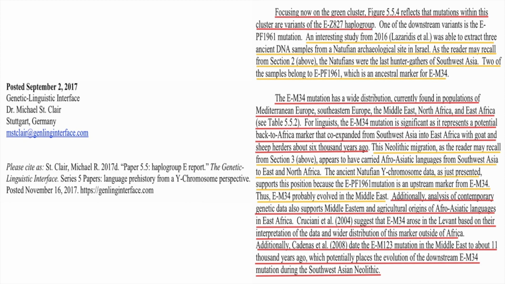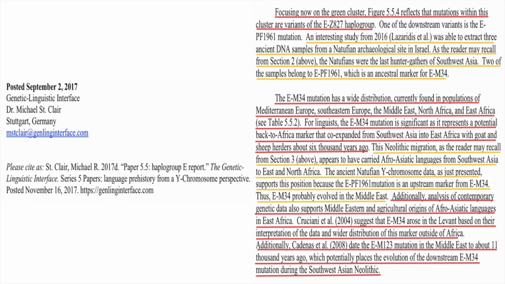The E-M34 mutation has a widespread distribution currently found in populations of Mediterranean Europe, Southeastern Europe, the Middle East, North Africa, and East Africa. For linguists, the E-M34 mutation is significant as it represents a potential back-to-Africa marker that co-expanded from Southwest Asia into East Africa with goat and sheep herders about 6,000 years ago. This Neolithic migration, as the reader may recall from section 3, appears to have carried Afro-Asiatic languages from Southwest Asia to East and North Africa.